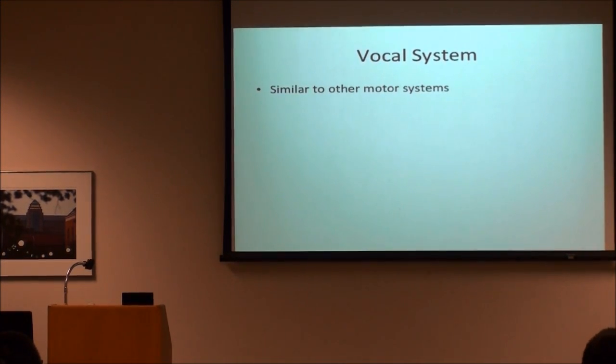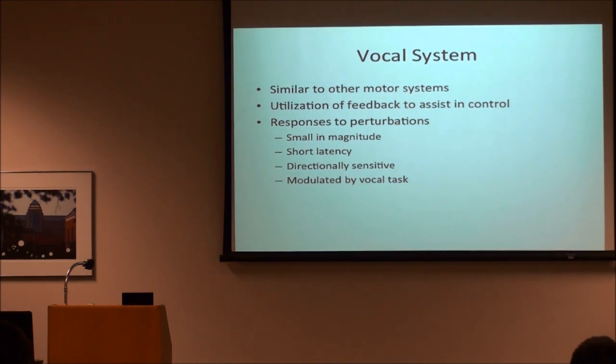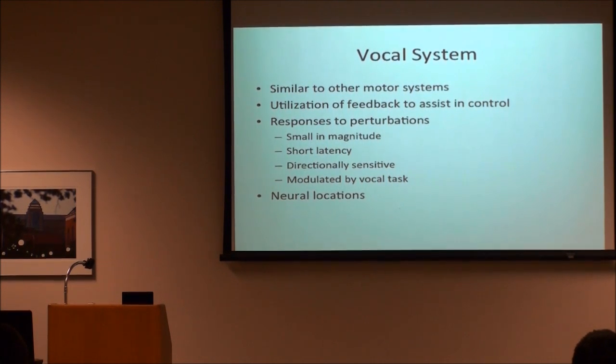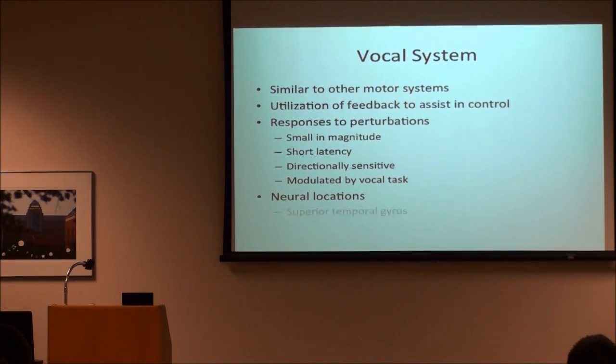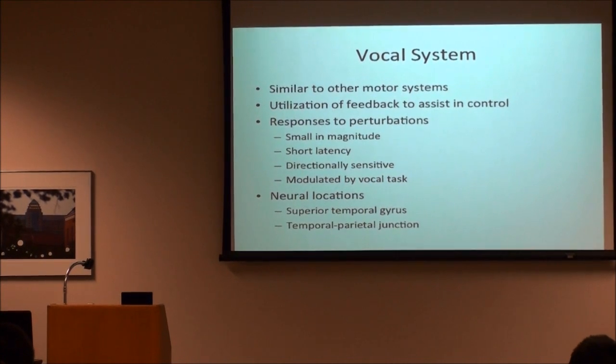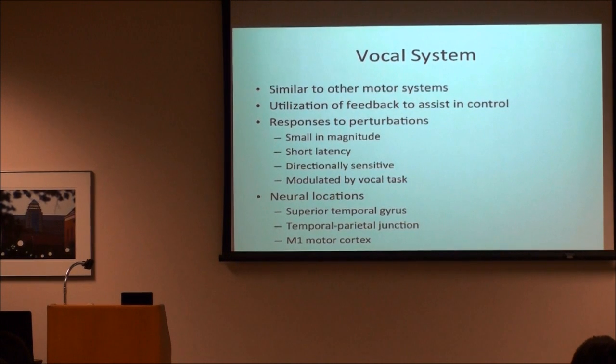then just in general to talk about the vocal system. It's similar to other motor systems, utilizes feedback to system control. Responses to perturbations are small in magnitude, short latency, directionally sensitive, and modulated by vocal task. And as far as the neural locations, I haven't shown you much of the fMRI data, but a little bit. We know they're activated in superior temporal gyrus, temporal parietal junction, and also M1 motor cortex.